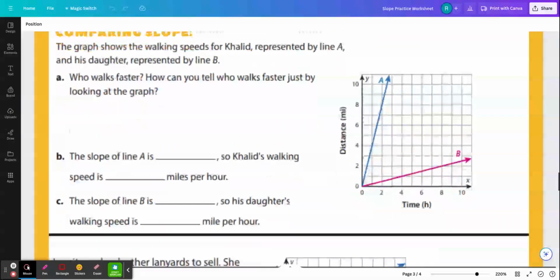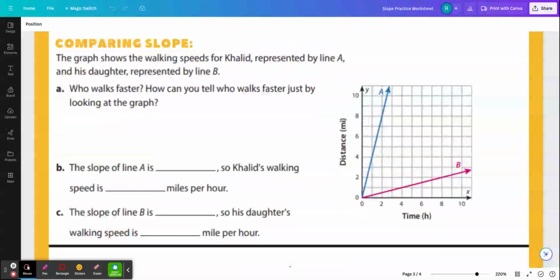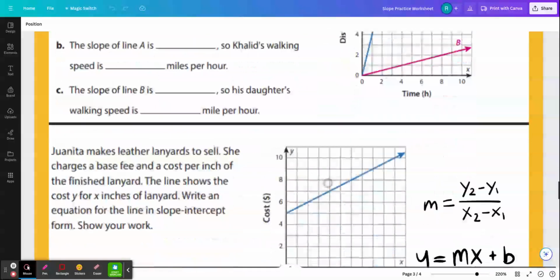Okay. I'm going to let you guys try the comparing slope one. That was one we did in our book, so hopefully that won't be too bad.